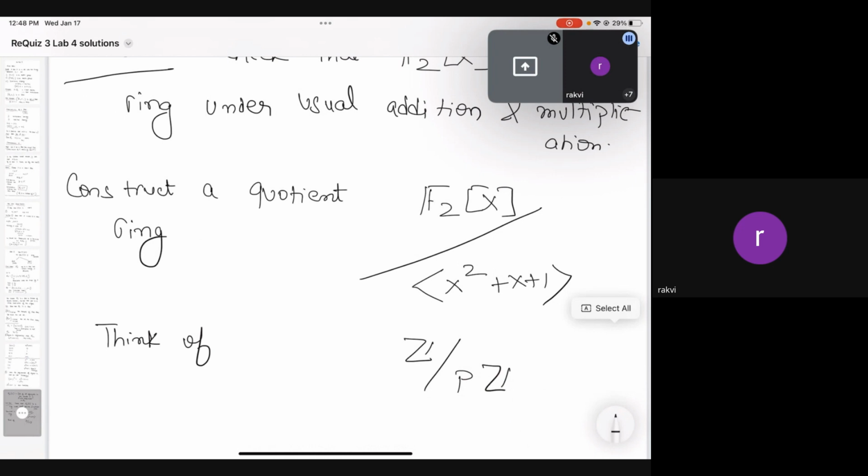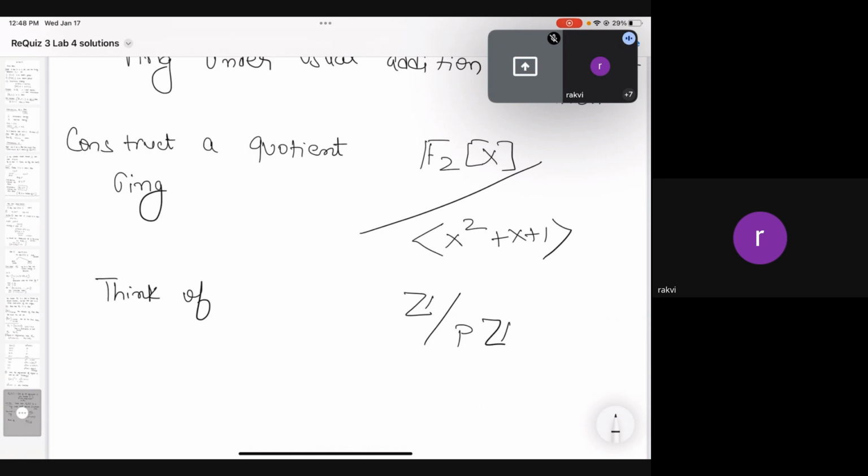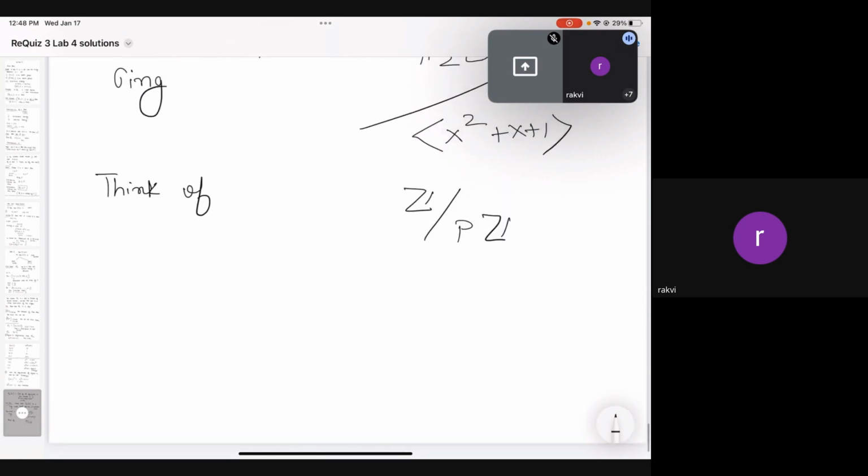So this set is just like the mod p numbers. I take two polynomials and I identify them if they leave the same remainder when divided by x squared plus x plus 1. So what are all the objects here? What are all the objects here? Let's try to think of them.